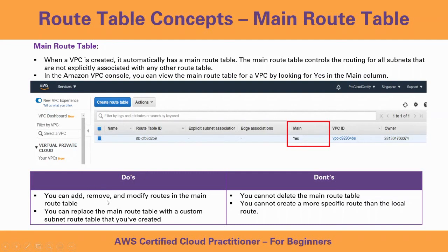Now certain do's and don'ts. You can add, remove and modify routes in the main route table. You can replace the main route table with a custom subnet route table that you've created. However, you cannot delete the main route table, and you cannot create a more specific route than the local route.